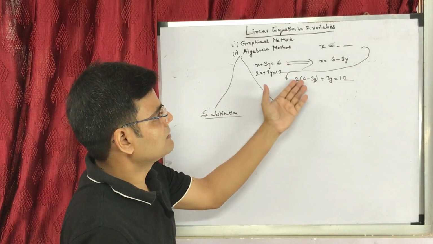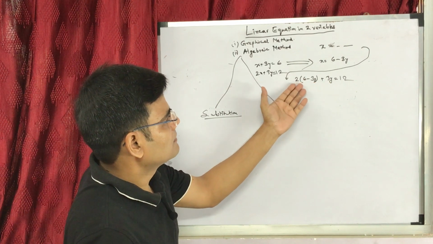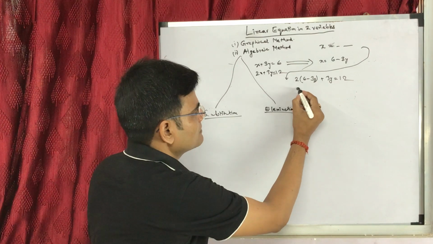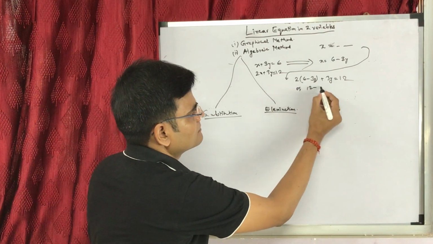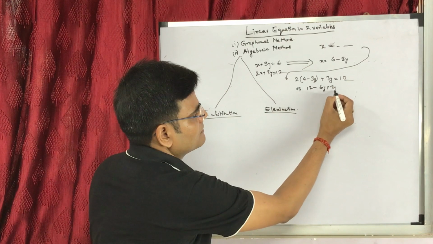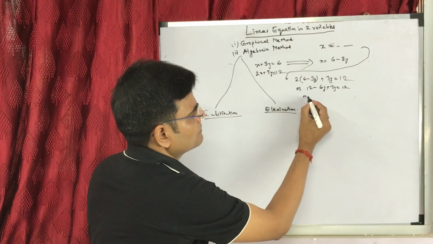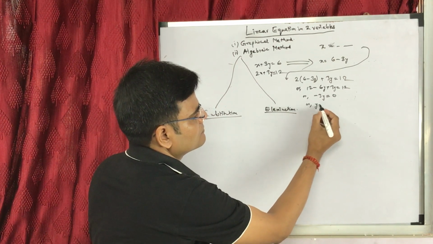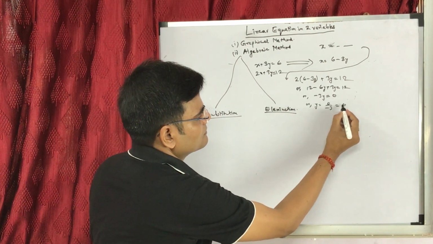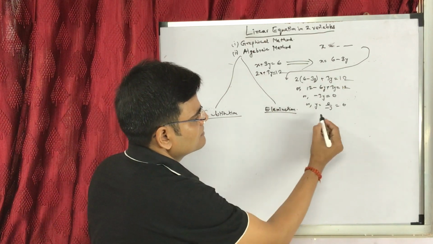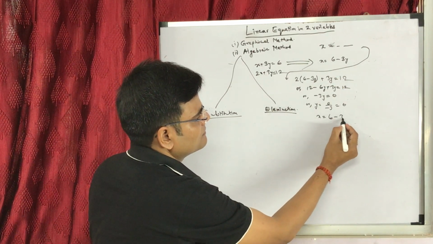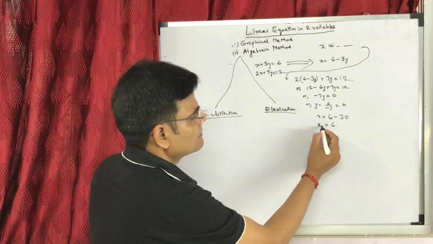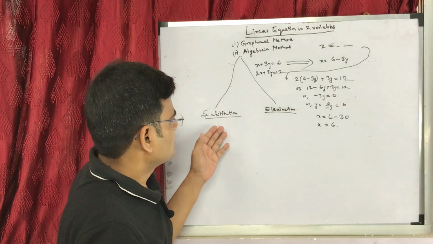You get a linear equation in one variable because you can now calculate y. So this is 12 minus 6y plus 3y equals 12. So minus 3y equals 0, y equals 0 by minus 3, that's 0. And now in the substitution, x is how much? x is 6 minus 3y, so that is 6. So this is your substitution method.